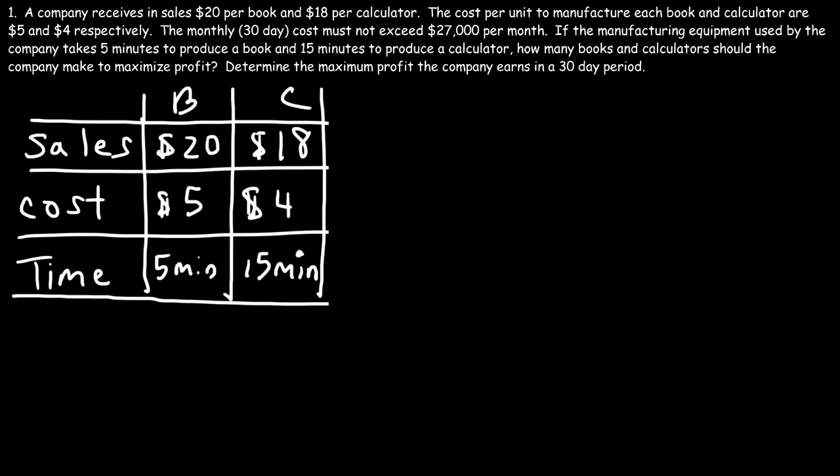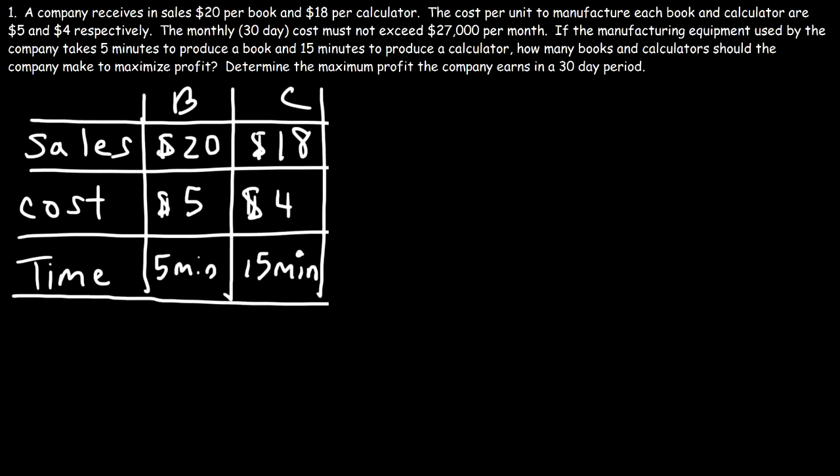And our goal is to maximize the profit, or basically maximize the sales in this case. The profit is really going to be the difference between the sales and the cost. So let's change this and say we're going to maximize the sales. If we maximize the sales, the profit will be at a maximum because the cost is fixed. So our goal is to maximize the sales in this case. The cost cannot exceed $27,000 per month.